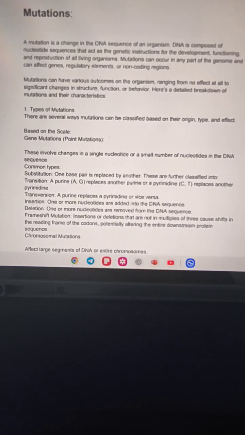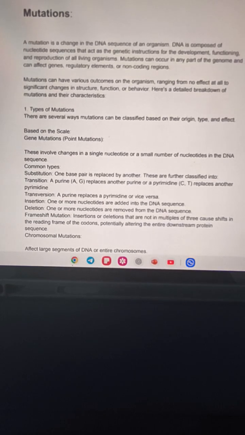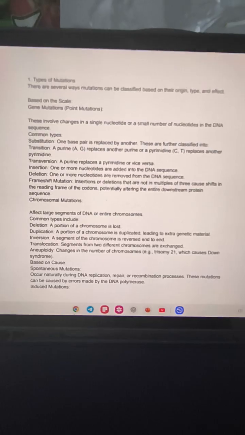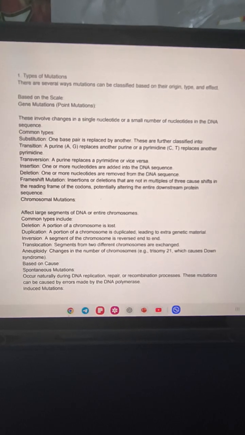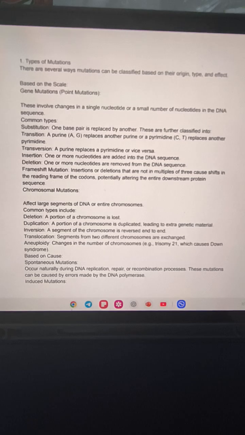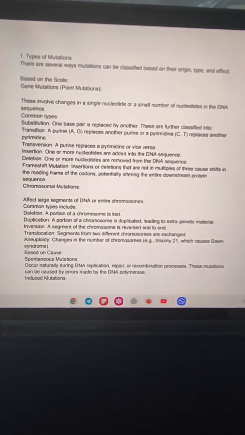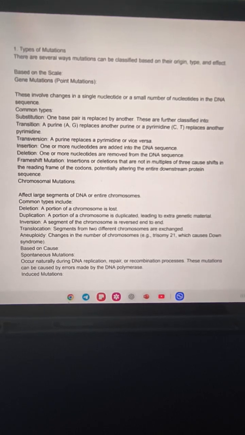Firstly, based on the scale. First is gene mutation, or we can say point mutation. It involves a change in a single nucleotide or a small change in the nucleotides of a DNA. There are some common types: substitution, where one base pair is replaced by another.